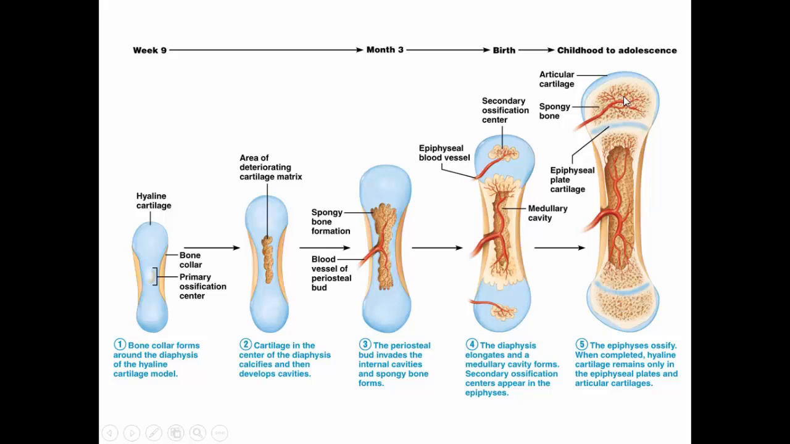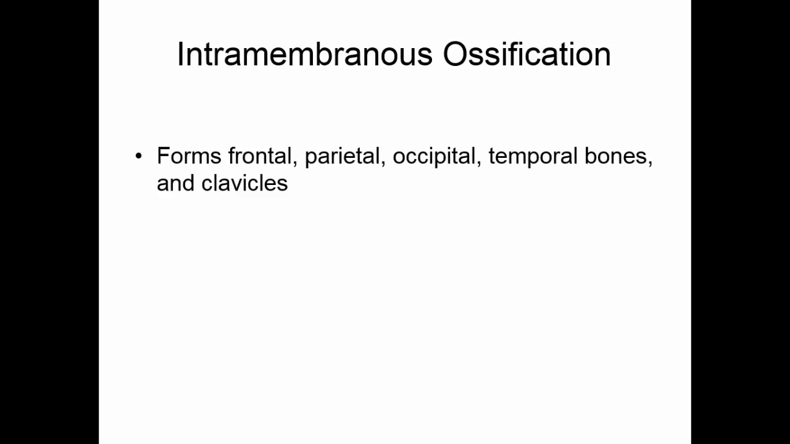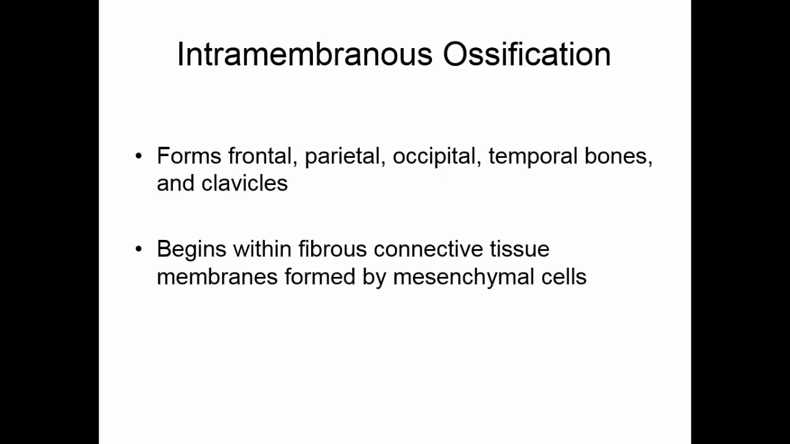Childhood to adolescence, we continue to lay down bone, we continue to remodel the bone, and this cartilage, the epiphyseal plate, continues to be an area where bone growth can occur. Intramembranous ossification is used to form the frontal, parietal, occipital, temporal bones and the clavicles. This begins with a fibrous connective tissue. These membranes are formed by mesenchymal cells, and the mesenchymal cells are still present. Mesenchymal cells can turn into any kind of connective tissue cell.